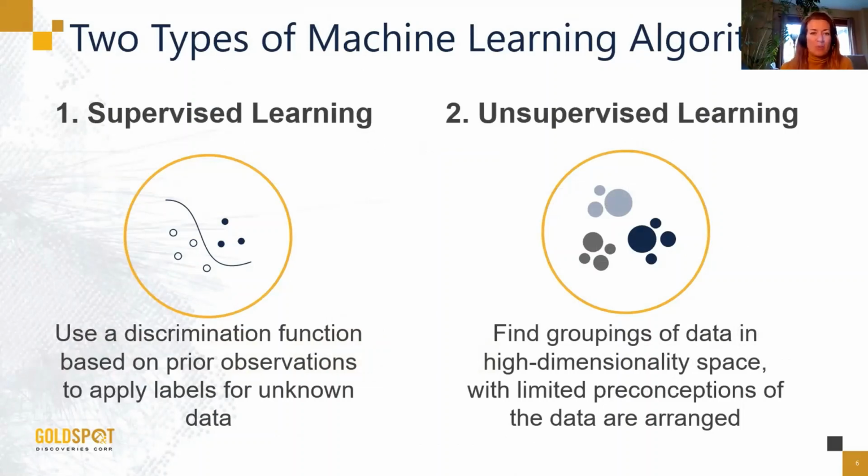So machine learning is based out of basically two main topics: supervised learning, which is the use of a discrimination function based on prior observations. And the goal there is to apply labels to unknown data or incoming data. And then there's unsupervised learning, which finds grouping of data in high dimensionality space with limited preconceptions of how the data are arranged.